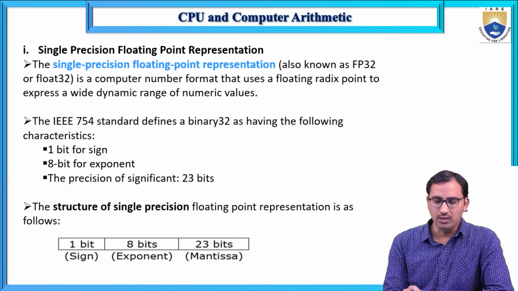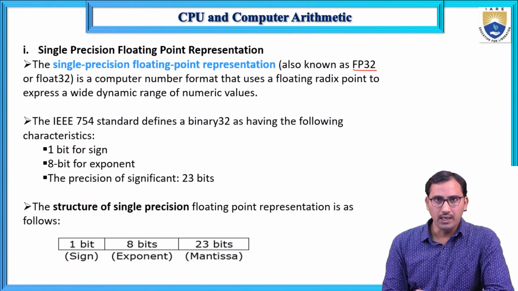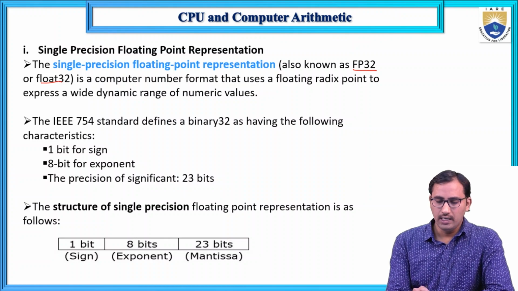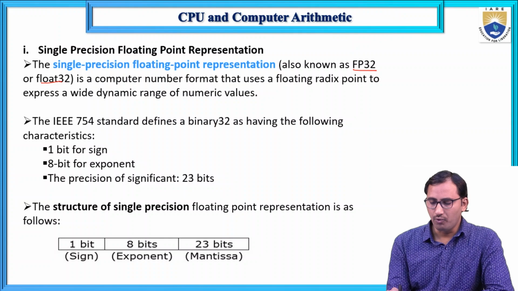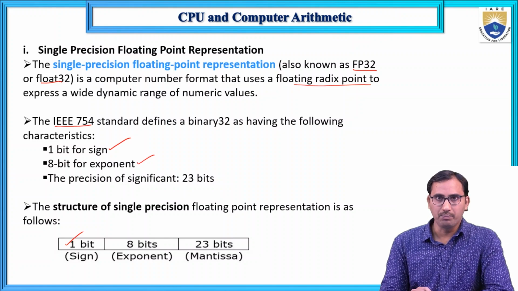Let's see the single precision floating point representation. It is also known as FP32 or Float32. It is a computer number format that uses a floating radix point to express a wide range of numerical values. According to the IEEE 754 standard, we use 32 bits to represent the floating point number. The first bit, the MSB, is used to represent the sign of the number, the next 8 bits represent the exponent, and the remaining 23 bits represent the mantissa. In this way, we can represent single precision floating point numbers.